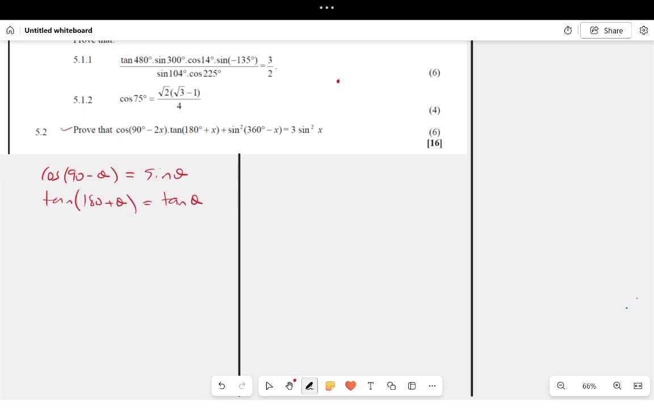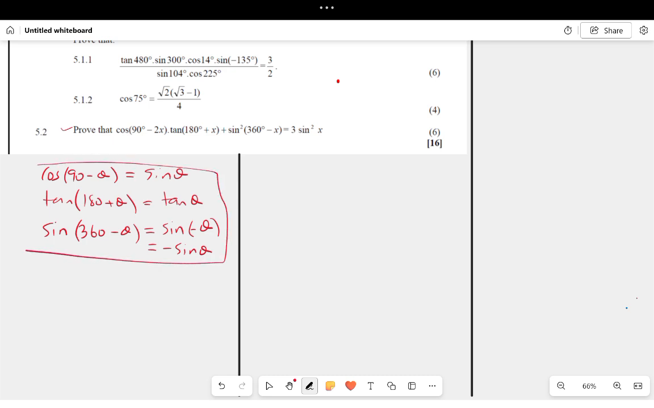And then if you have sine of 360 degrees minus theta, this is simply equal to sine of minus theta, which means it is negative theta degrees in the fourth quadrant, which can further be written as negative sine theta. This is very, very important, and we need these concepts for us to solve the last part of the question.